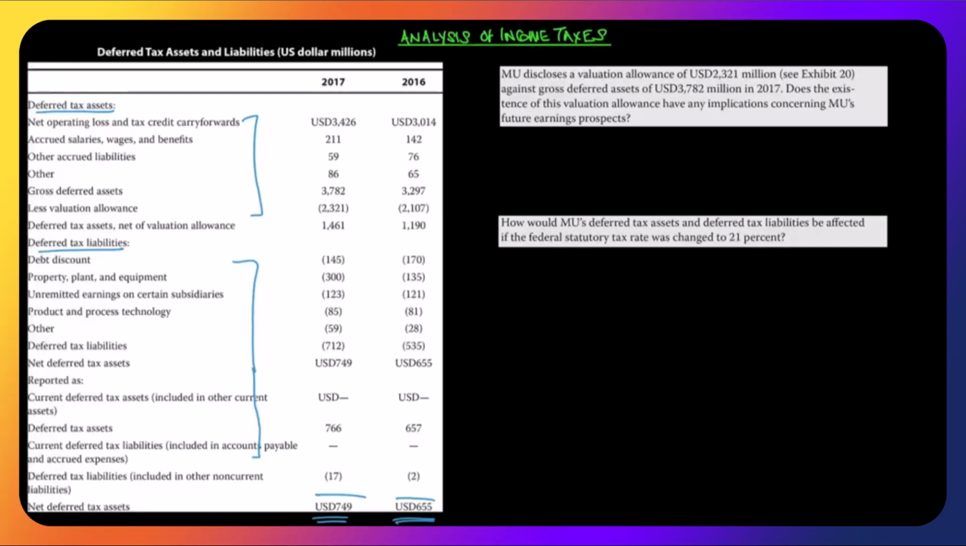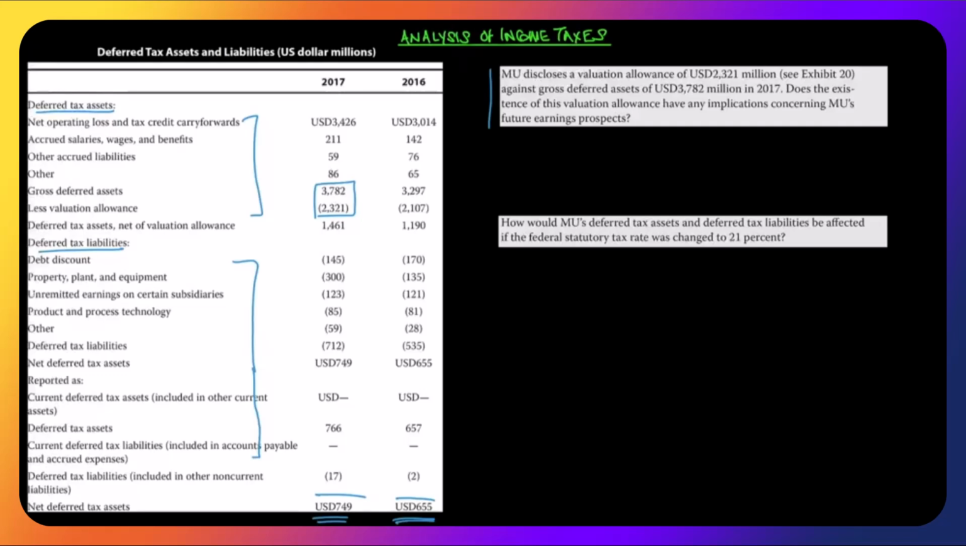to analyze it. First one up here asks us, MU discloses a valuation allowance of 2321 against gross deferred assets of 3782 in 2017. Does the existence of this valuation allowance have any implications concerning MU's future earnings prospects? Well, yes, possibly. Remember, we set up a valuation allowance against the DTA if we are unsure that we will realize its benefit in the future.